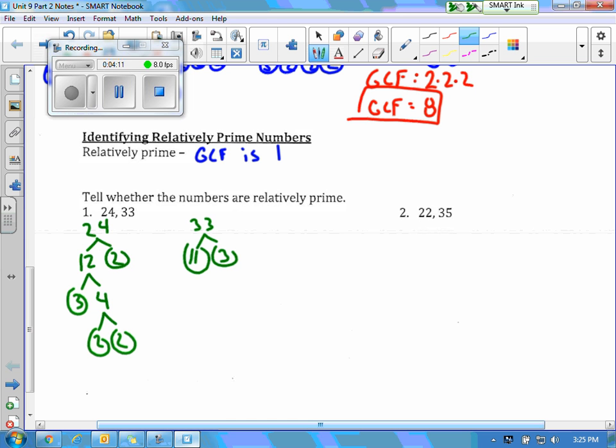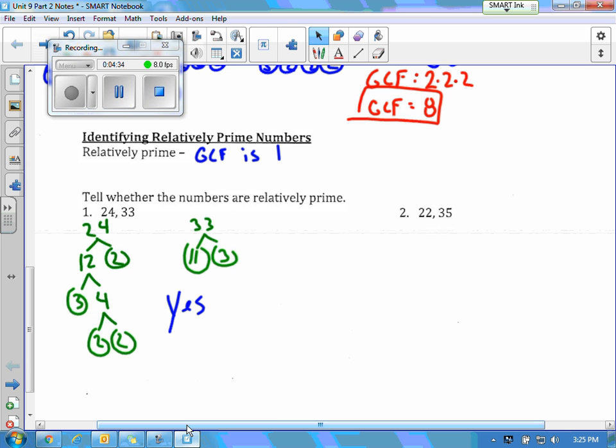Now, when I did the factor tree for 33, the only thing they have is 11 and 3. So if you look at the numbers that you circled, none of those are the same for 24 and for 33. So I know that these are relatively prime. If you wanted to, you could write them out and list them, but you don't have to. You can look right at them and see.